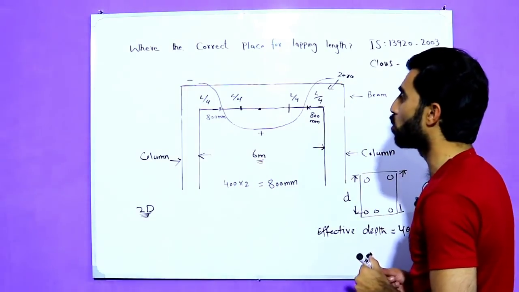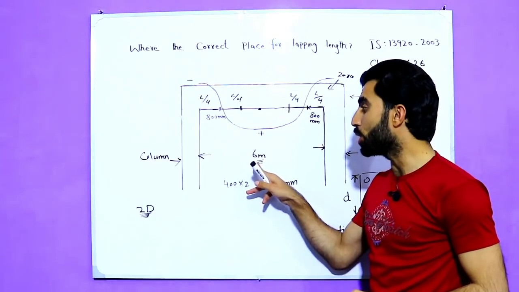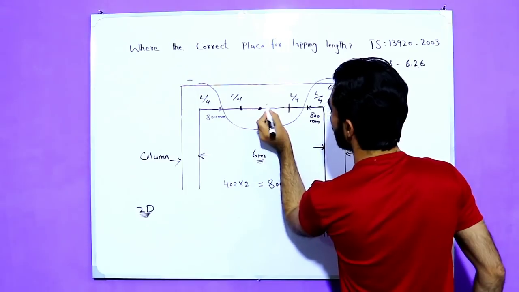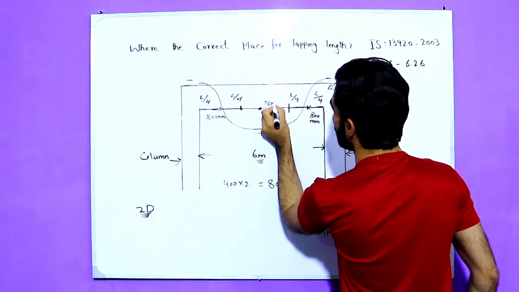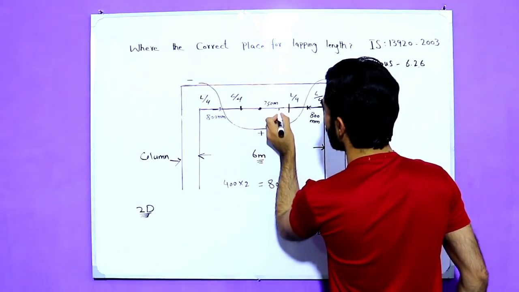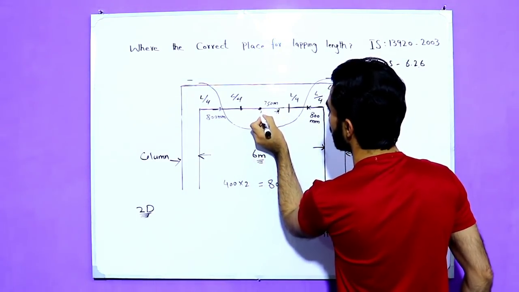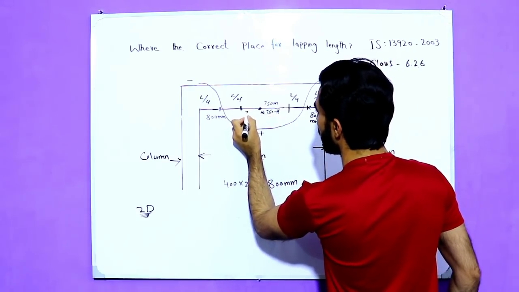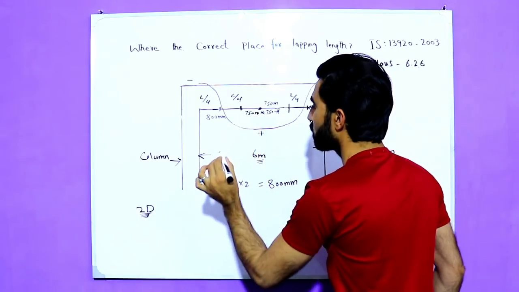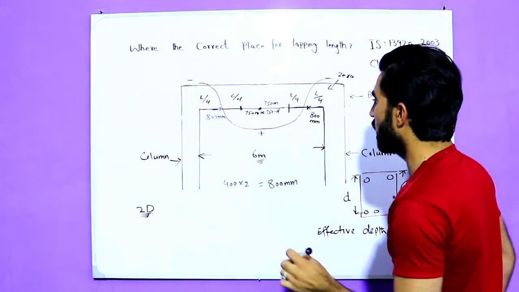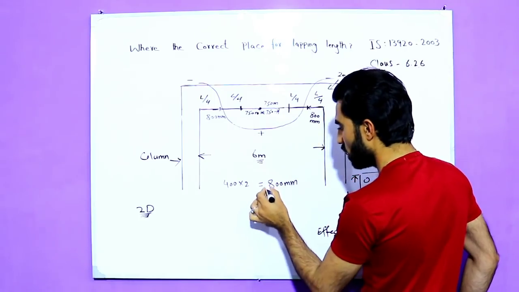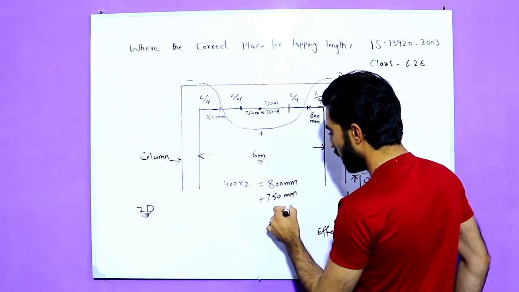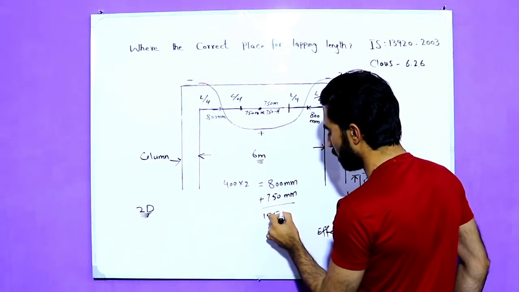Okay, so where we can provide lapping length. Here, guys, after this mid, 750 millimeters, and here also 750 millimeters, 750 millimeters, and also 750 millimeters. Okay, so guys, this will be provided plus 750 millimeters, it becomes 1550 millimeters.